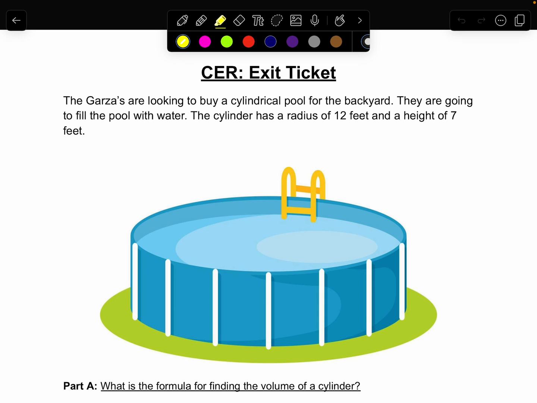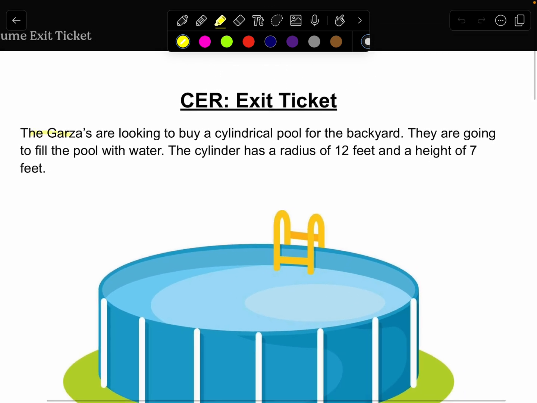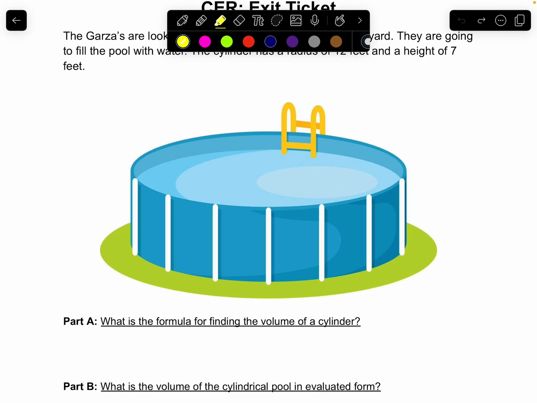Okay, so the Garzas are looking to buy a cylindrical pool for the backyard. Now, if you take a look at this, there's only three types of figures that we've been dealing with for volume. One of them was a cylinder, one of them was a cone, one was a sphere. Now, the sphere is a ball-looking thing. Does this look like a ball? Nah. Does it look like a cone? So the only thing that we got left with is a cylinder, and it says it right there.